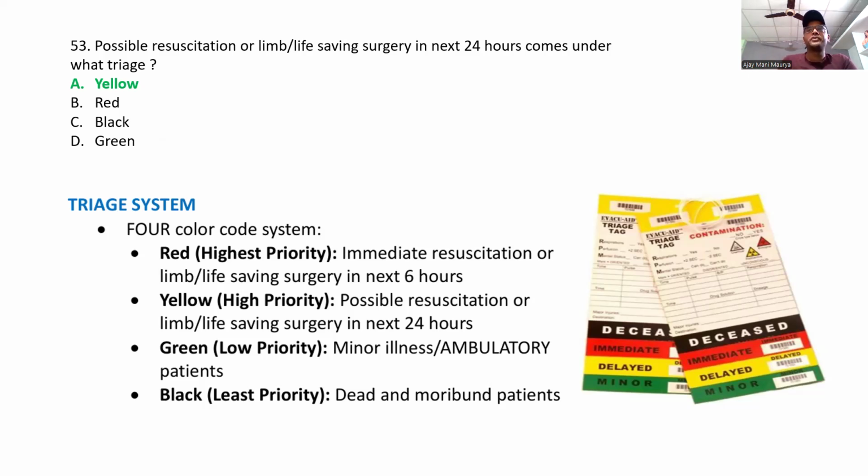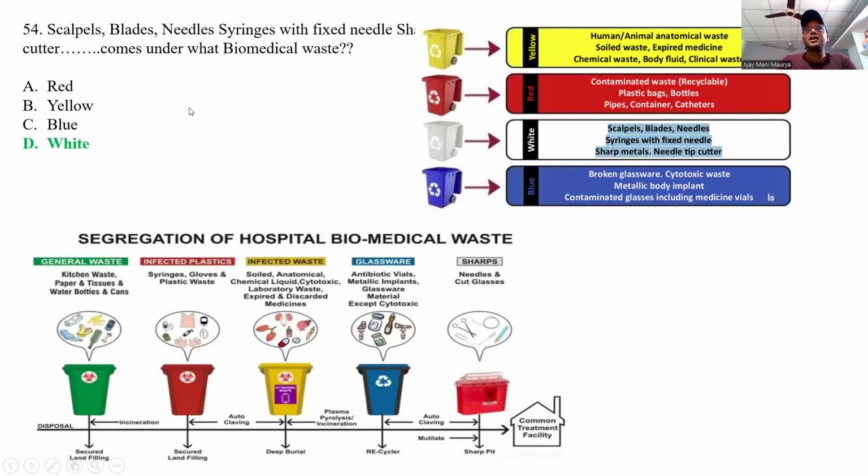Okay, in the yellow, the possible resuscitation or life-saving surgery in the next 24 hours, you have to keep in the yellow. Green means minor illness or ambulatory patient. Black means the dead patient, or about to die. The correct answer here will be yellow.